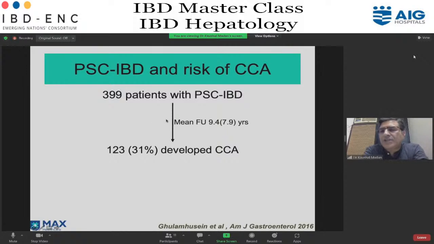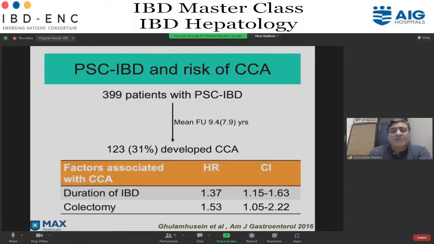Regarding the risk of cholangiocellular carcinoma, that also is increased. So in this study, over a follow-up period of 9.4 years, 31% patients who had PSC IBD developed cholangiocellular carcinoma, which is a huge burden and a huge incidence. And the factors which were associated with development of CCA were duration of IBD. Those who had longer duration of inflammatory bowel disease before they developed PSC were more likely to develop cholangiocellular carcinoma, and patients who had undergone colectomy were also more likely to develop it, especially if the colectomy was done for colorectal carcinoma, obviously on a background of IBD.